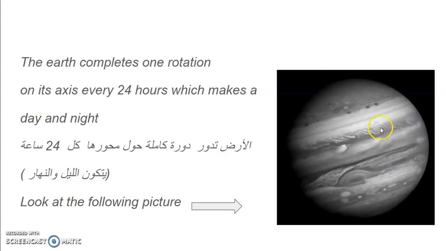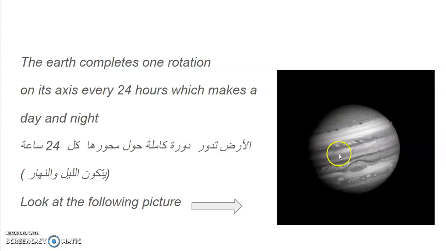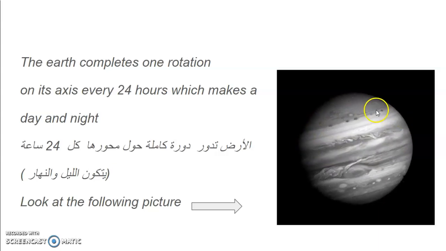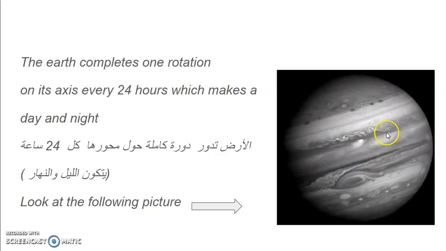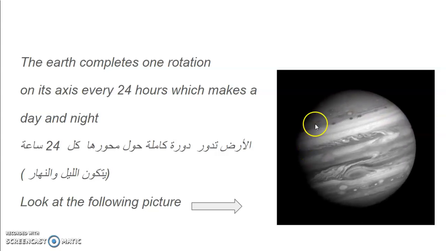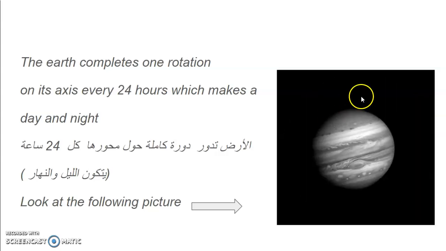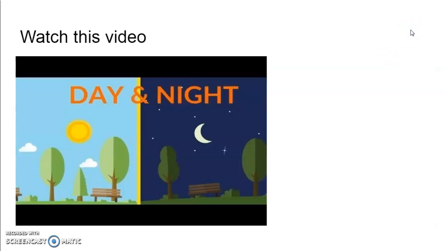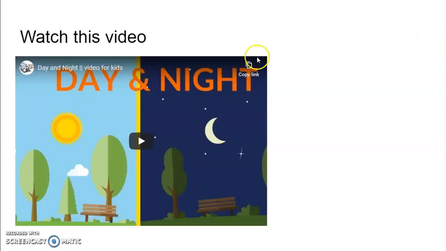الأرض تدور دورة كاملة حول محورها كل 24 ساعة. It makes day and night. الليل والنهار. Watch this video.